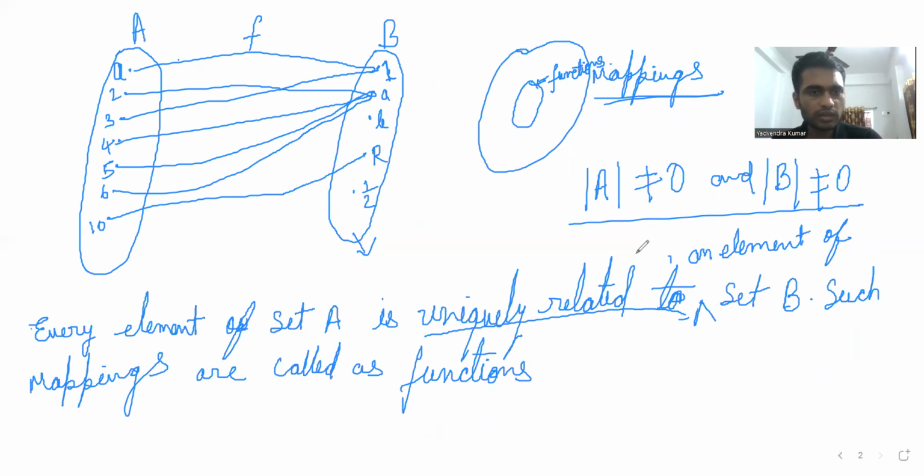And in set B, we can see that not all elements are used, right? So let's first define the terms. Set A is called the domain, and set B is called the codomain.